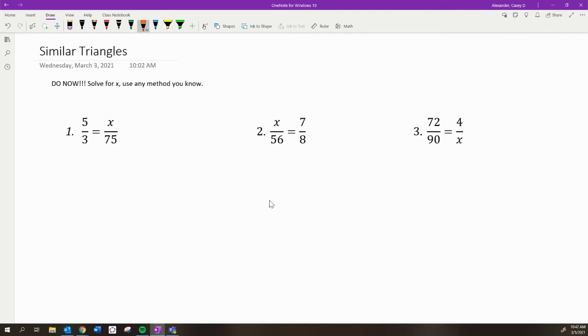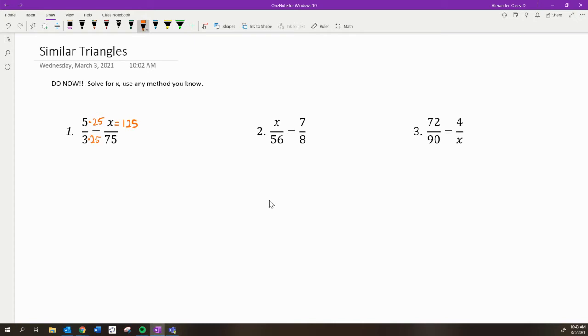And that's really, these two fractions are equivalent to each other. So 5 over 3 is equal to some number over 75. And we talked about how to solve that in class. A lot of students said, well, I know that 3 times 25 is 75, so x must also be 5 times 25. And it is, in fact, that, which is 125.